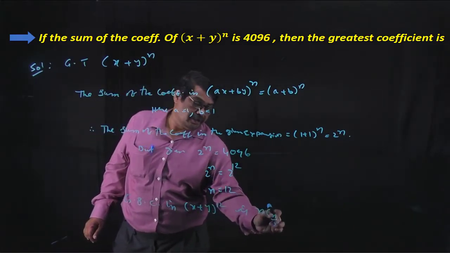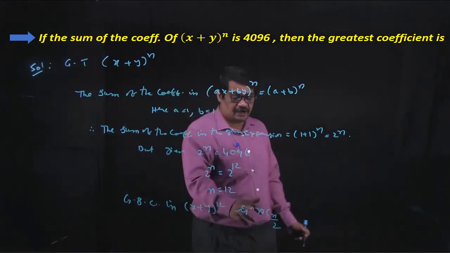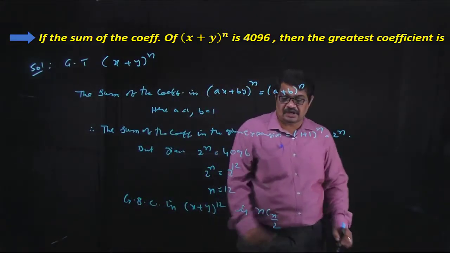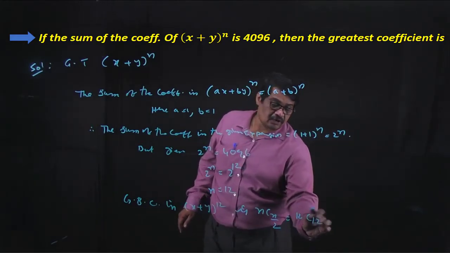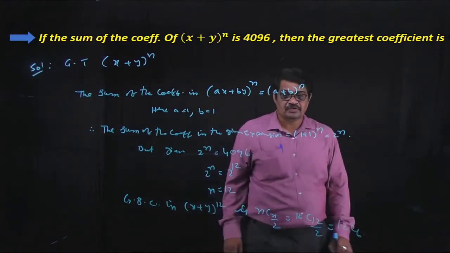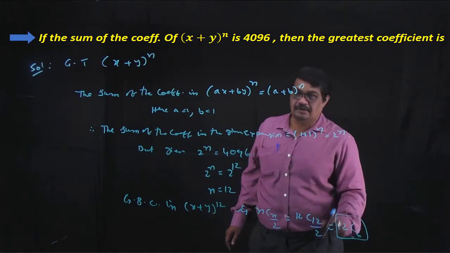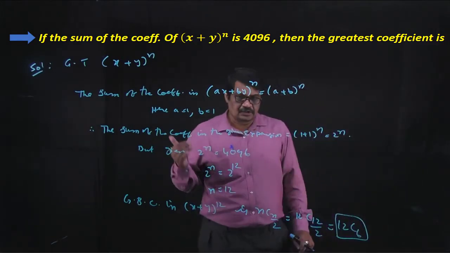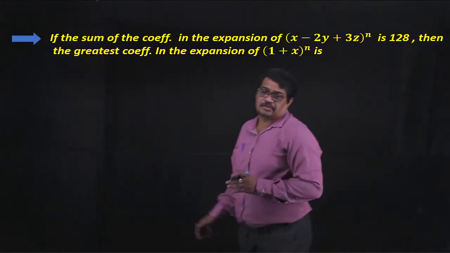nC(n/2). Here n is even, so we get the greatest binomial coefficient as nC(n/2), that is 12C(12/2), that is 12C6. So the greatest binomial coefficient in the given expression is 12C6. Okay, see the another problem.